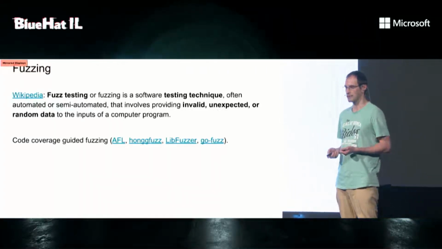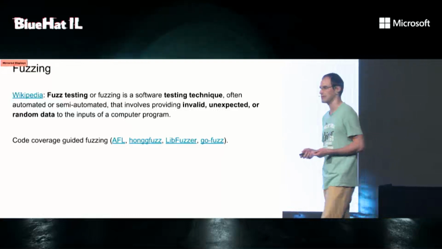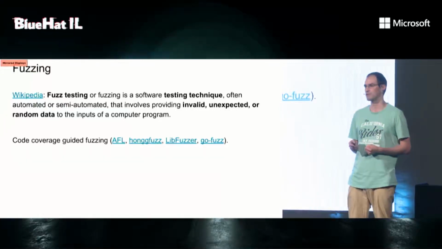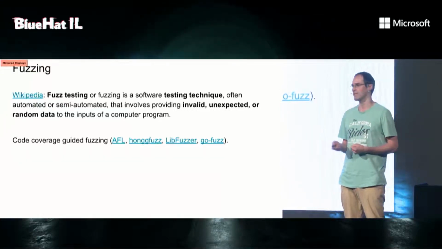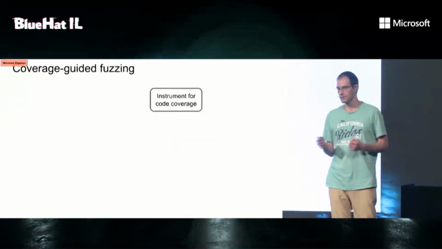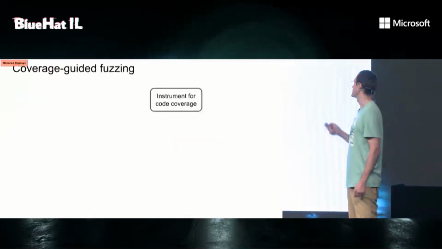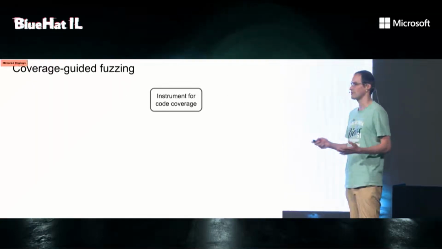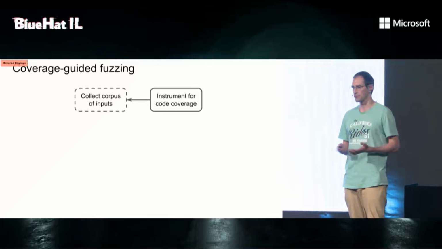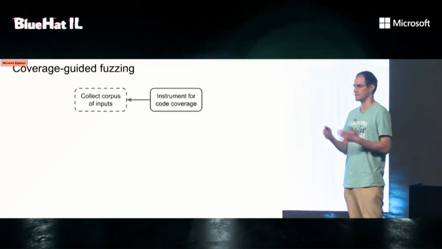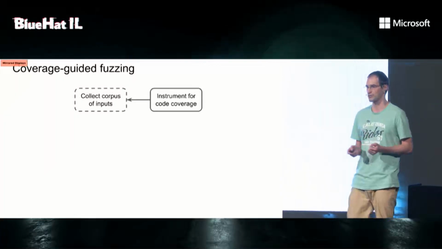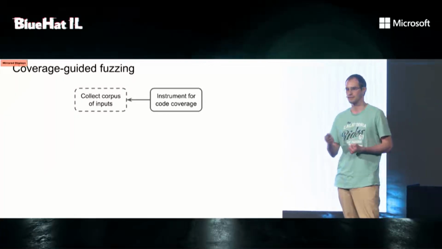So the current state of the art in fuzzing is considered to be code coverage guided fuzzing. In particular, tools like AFL, honggfuzz, gofuzz, and libfuzzer are all coverage guided fuzzers. So what is coverage guided fuzzing? You start by building your program with code coverage instrumentation, and then you collect a corpus of inputs. You may take them from unit tests or somewhere else. This step is actually optional. You can start, let's say, with just one input.